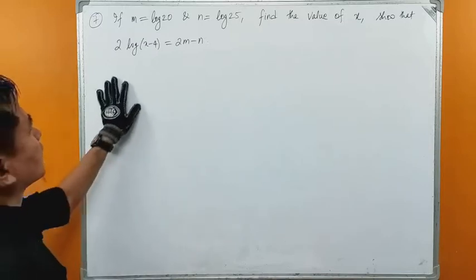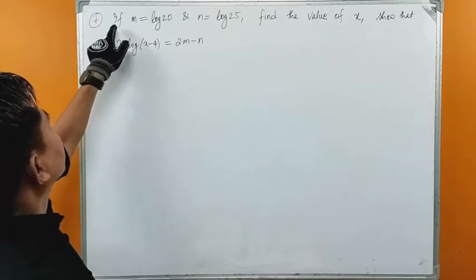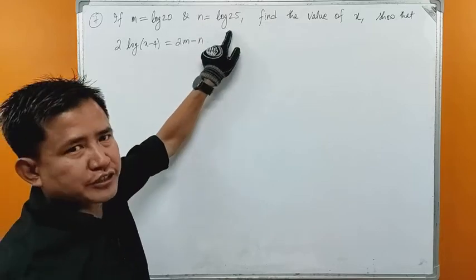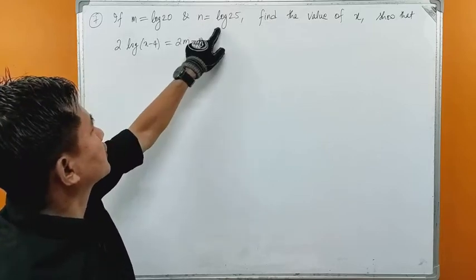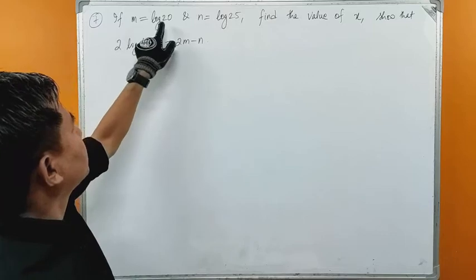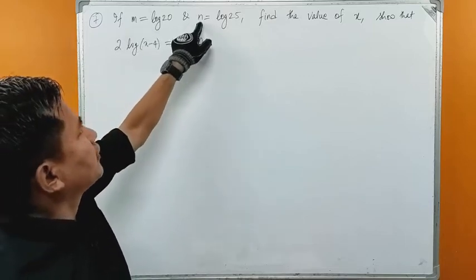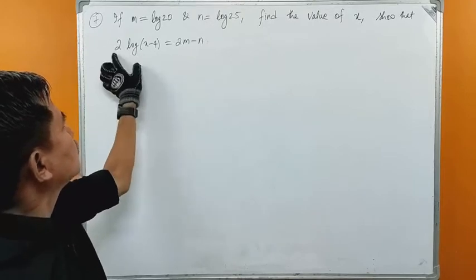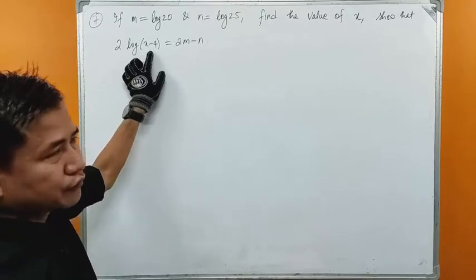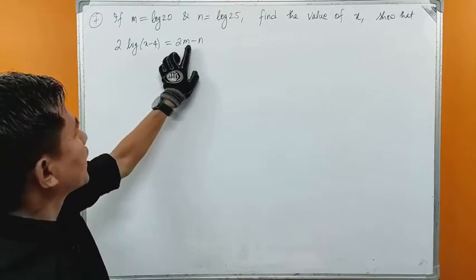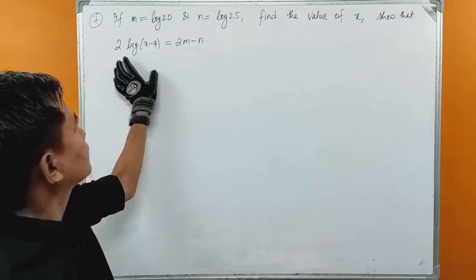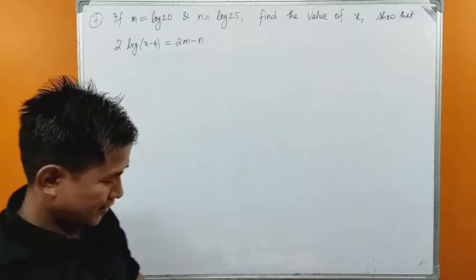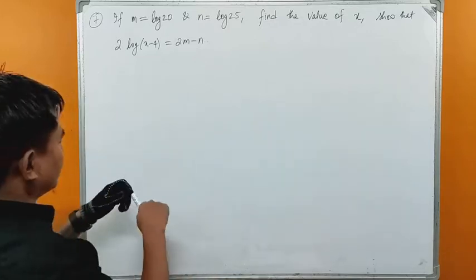7 of exercise 8D. So we have, if m equals log 20 and n equals log 25, these two are the given conditions. The value of m is log 20 and the value of n is log 25, and this equation is given to us: 2 log x minus 4 equals 2m minus n. So from this equation we are asked to find the value of x. Okay, so let us do this question.